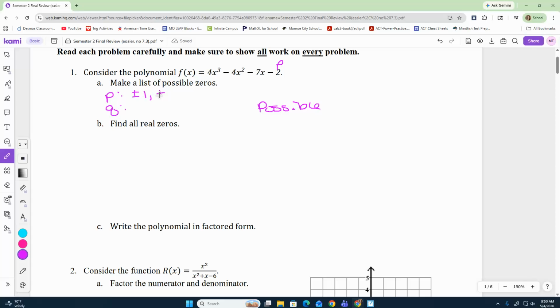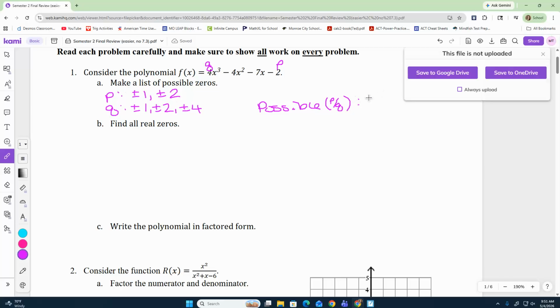So it'd be plus or minus 1, plus or minus 2. Q is everything that goes into the leading coefficient. So everything that divides 4 is 1, 2, and 4. To find possible zeros, that's P divided by Q. So we have to do every combination. Everything could get a plus or a minus.